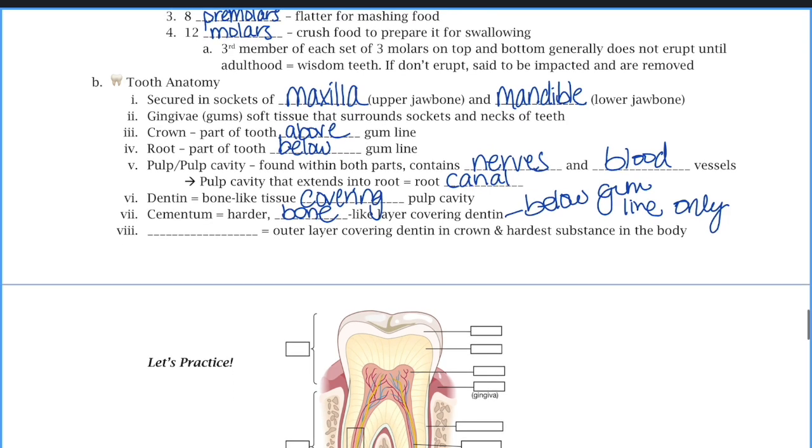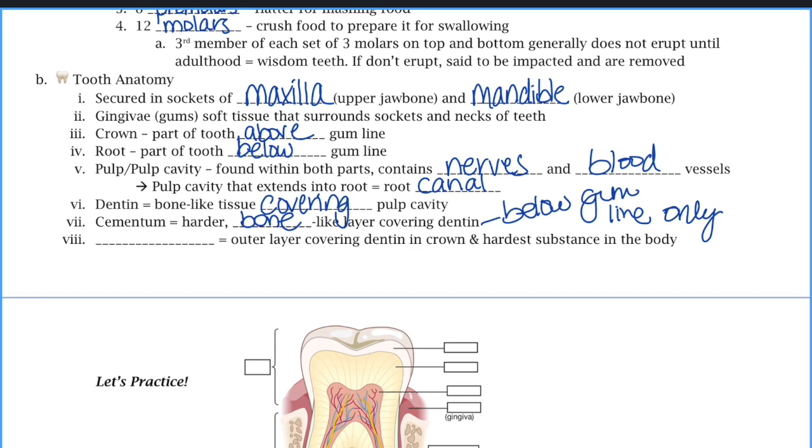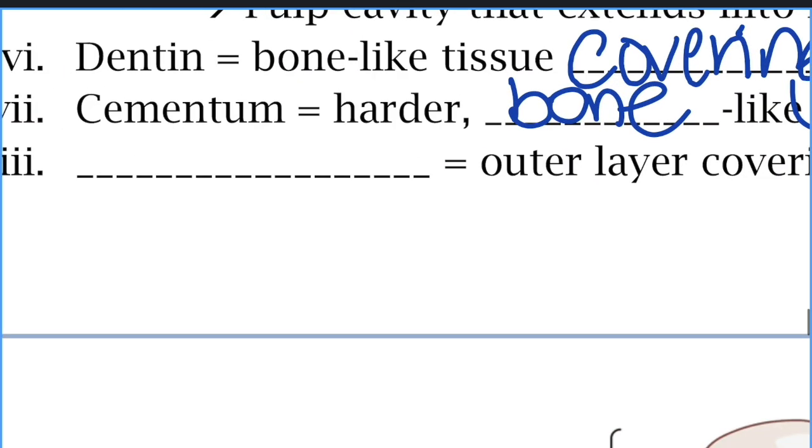And lastly, the outer layer that covers the dentin in the crown and is the hardest substance in the body. Who knows what that is? Everyone's trying to bleach it all the time and brush it. Your dentist always is like, oh, you're going to wear away at this. What's that called? The enamel. Very good.